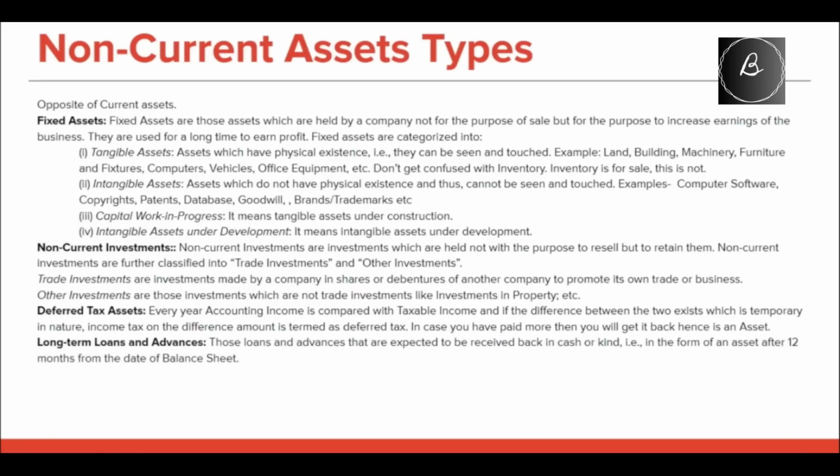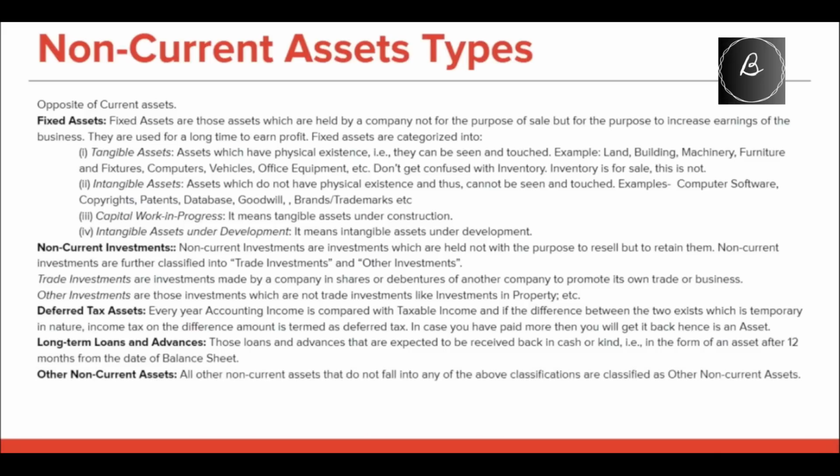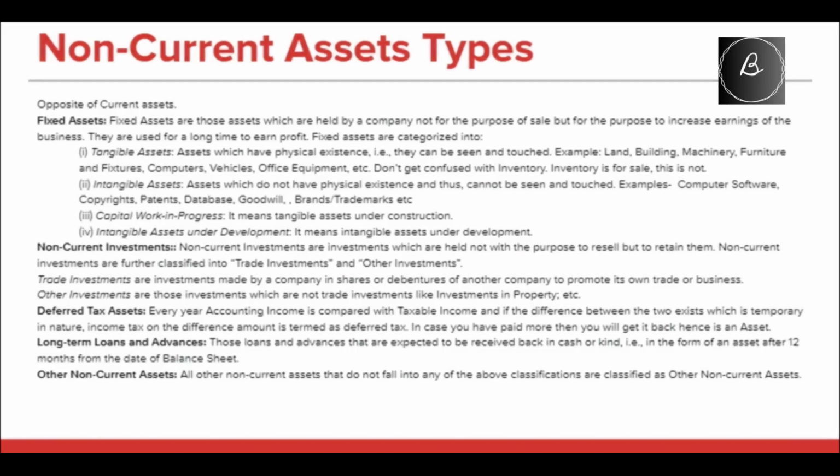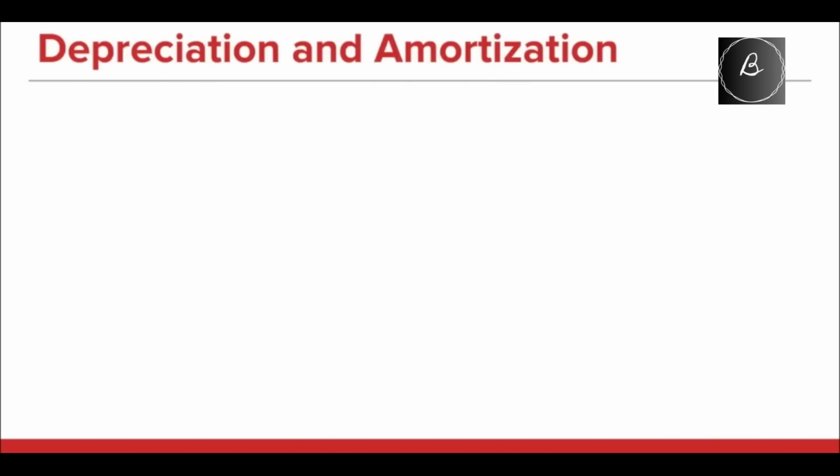Long-term loans and advances. Those loans and advances that are expected to be received back in cash or in kind, that is in the form of an asset, after 12 months from the date of the balance sheet. Other non-current assets. All other non-current assets that do not fall into any of the above classifications are classified as other non-current assets. Let us now discuss depreciation or amortization.